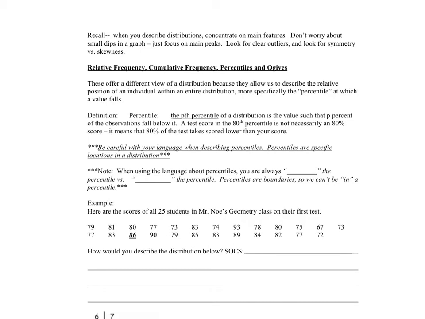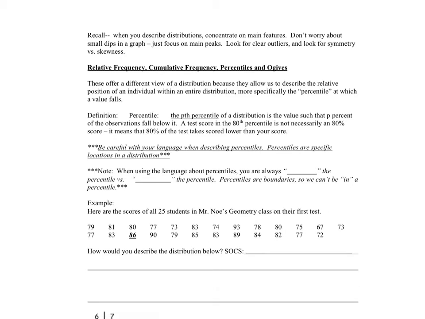So recall back to chapter 1 when we were describing distributions, and we pretty much concentrated on the main features. We didn't really worry about dips in the graph too much. We just focused on those main peaks, whether there were one of them or two of them, things like that. And we would describe them. We would look for symmetry, whether they were roughly symmetric or skewed right, skewed left.